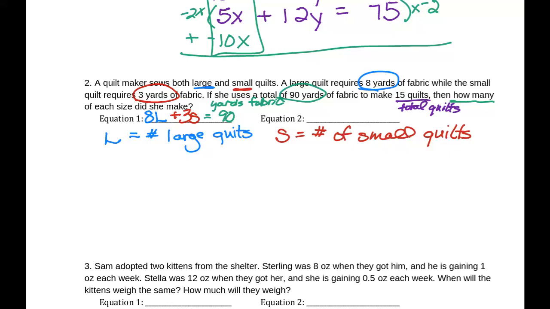And how many total quilts is she going to make? 15. Put that at the end. That's your total. Now, those total quilts, how many different quilt sizes is she making? Just 2, right? Small and large. Large is L. So I put plus 15. That's wrong. Equals 15. Of those 15 quilts, how many are going to be large quilts?